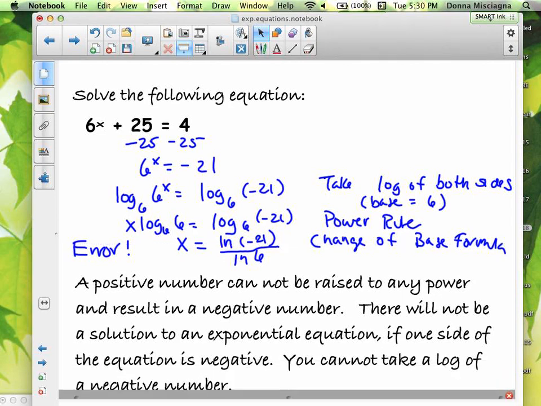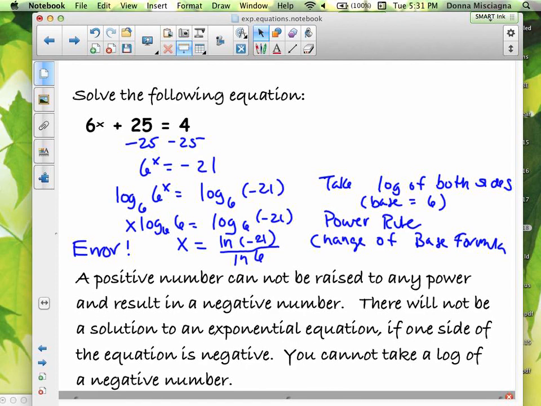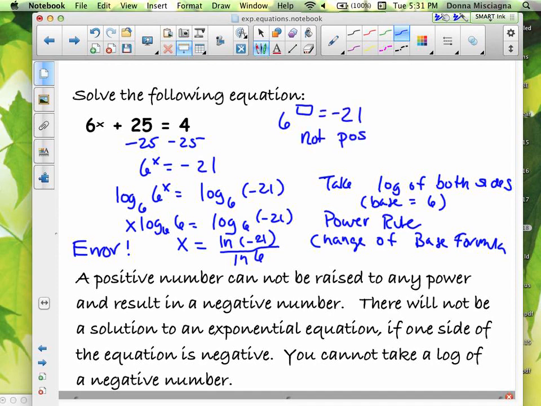That's what happened. A positive number cannot be raised to any power and result in a negative number. You raise something to a power, you're going to get another positive number. There will not be a solution to an exponential equation if one side of the equation is negative. You cannot take a log of a negative number. The calculator knows that there is nothing, and our bases will always be positive. 6 to what power equals negative 21? Not possible. It has to be a positive number. 6 to some power equal to positive 21, yeah, that'll work out just fine. But negative 21, that's not possible.